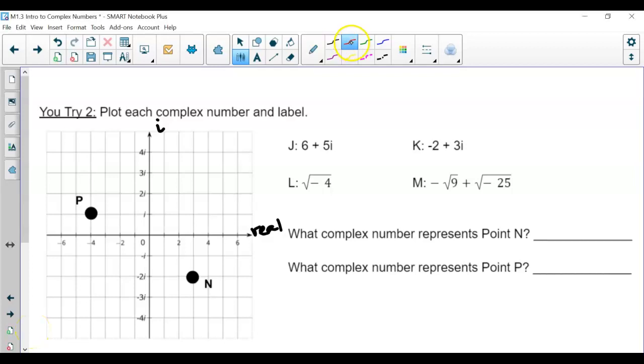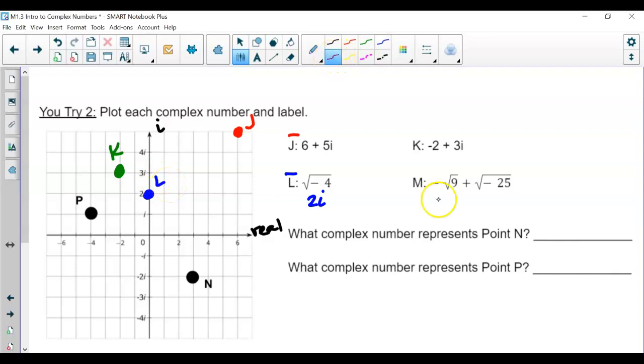And here we go. So point J, you should have plotted, so 6 plus 5i. So 6 and up positive 5 is point J. Point K, negative 2 plus 3i. So negative here, negative 2, but again, plus 3i. So above 3, that is point K. Point L is just the square root of negative 4, which is 2i. So you only had to go from 0 up 2 imaginary units for point L.